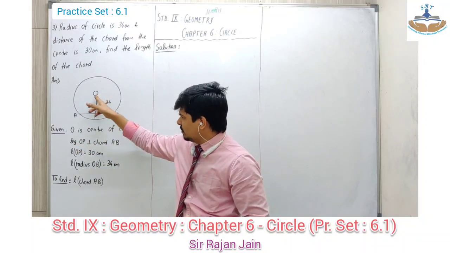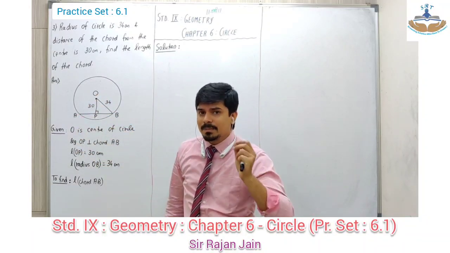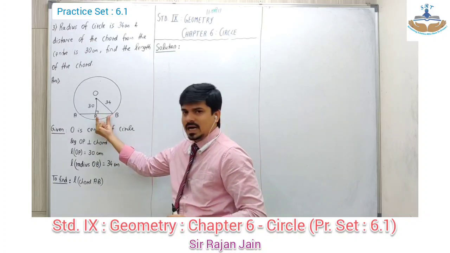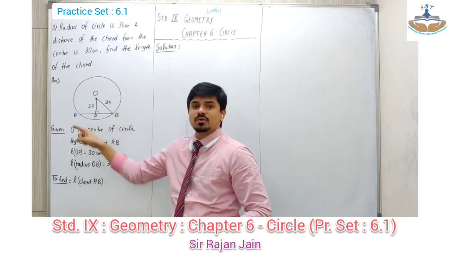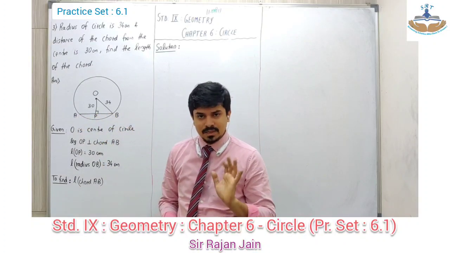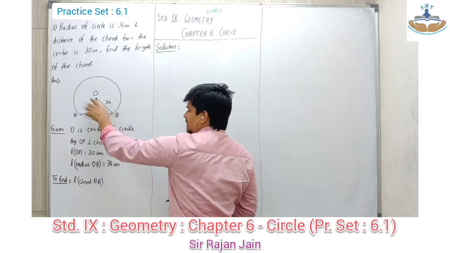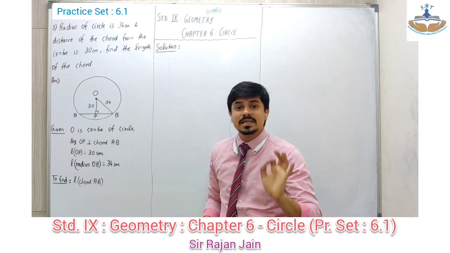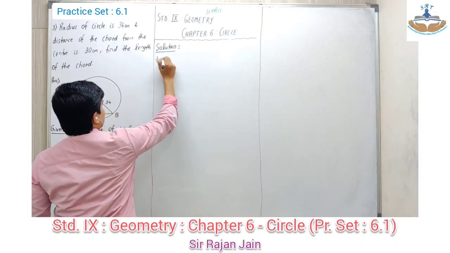Now you know that from the center, if there is a perpendicular on the chord, that perpendicular bisects the chord. तो जो भी PB का आंसर आएगा, उसका अगर मैं डबल करूँगा, I'll get the answer for the length of chord AB. Simple? Okay. Now in this sum, because two sides of a right angle triangle are directly given, I directly start with Pythagoras theorem.